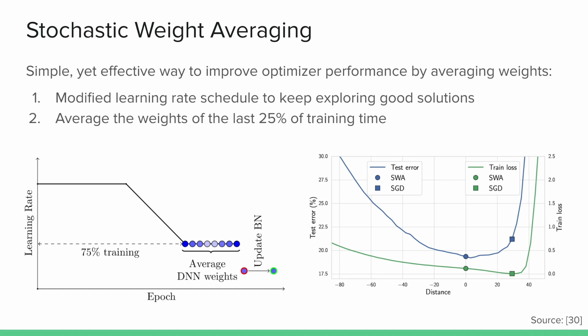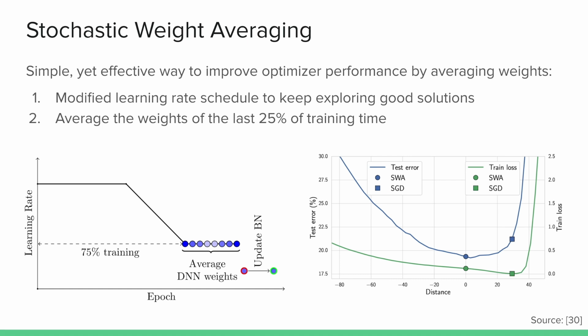So you can see it in the left bottom image here that initially we start with a high learning rate, and then we perform our usual decrease in learning rate for, say, 75% of the training. And for the remaining 25% of the training, what we do is we keep a learning rate that is not too low. So we keep a moderate learning rate, and we keep track of the weights that we compute here after a couple of steps. This allows the network to keep exploring good solutions.